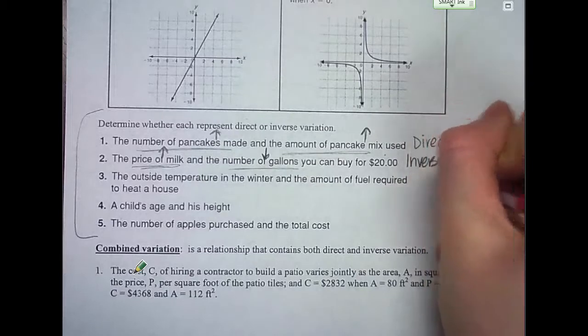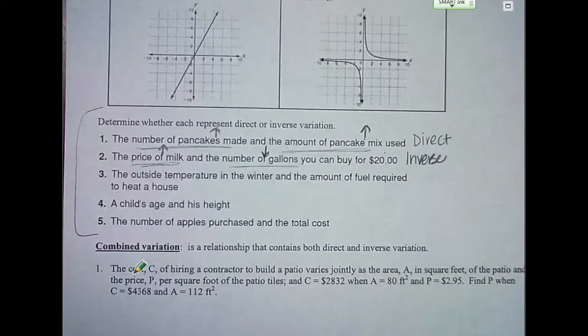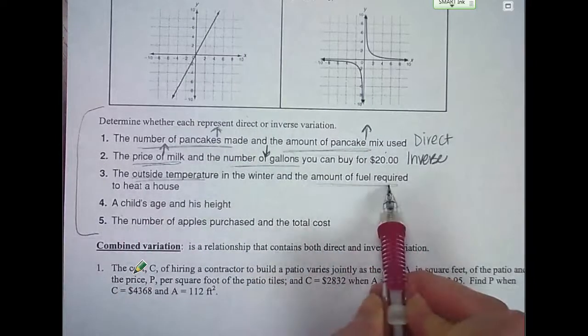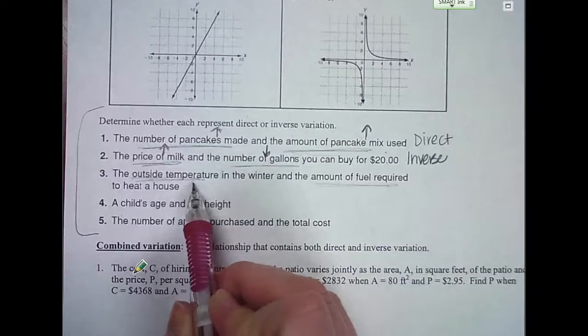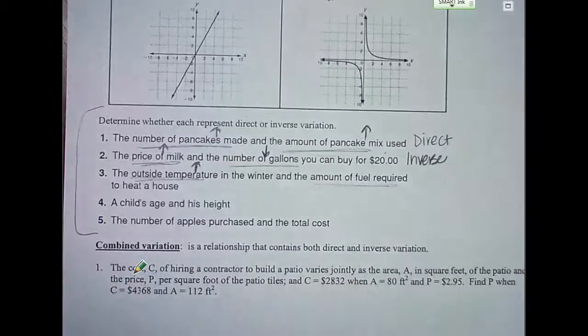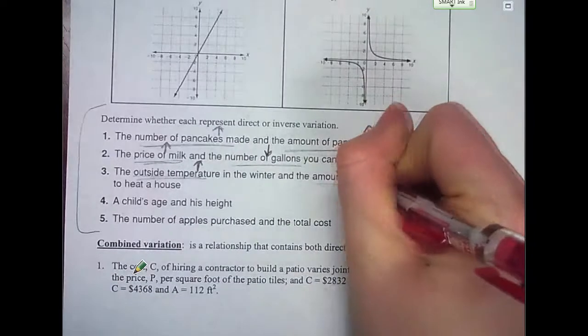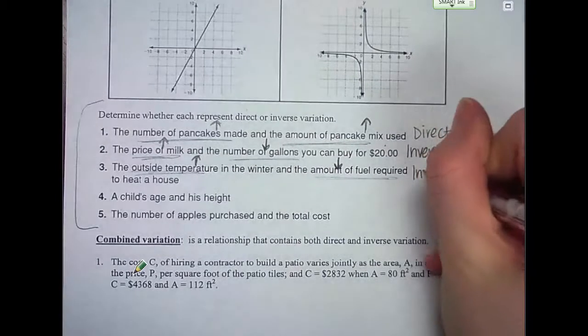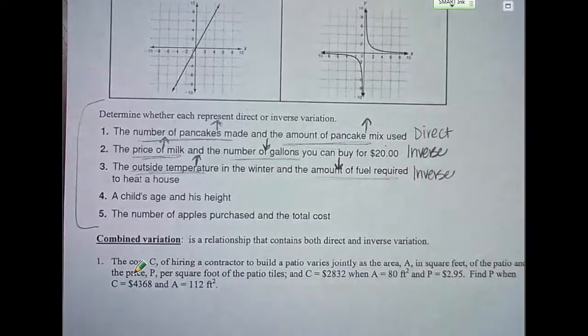Number 3, the outside temperature in winter and the amount of fuel required to heat a house. So let's say the outside temperature goes up, it gets warmer out. Is the amount of fuel required, do you need more heat or do you need less heat? You need less heat. So since they're opposite, that is inverse variation.